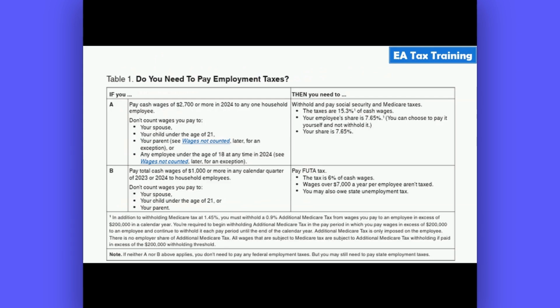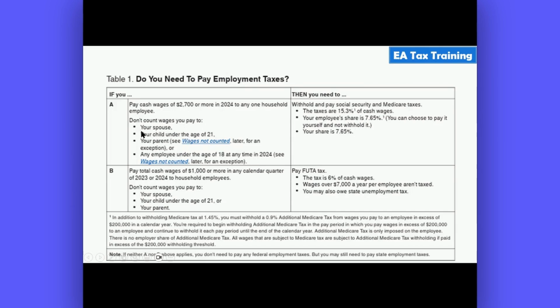So here is a nice recap of the rules and actually a little bit more details about the rules. This is from Publication 926, and you have it, of course, in the slides as well. So this is going to remind you, if you pay wages of $2,700 or more to any one household employee, then you're going to have to withhold and pay Social Security and Medicare taxes. Now, notice there are some exceptions to the $2,700.